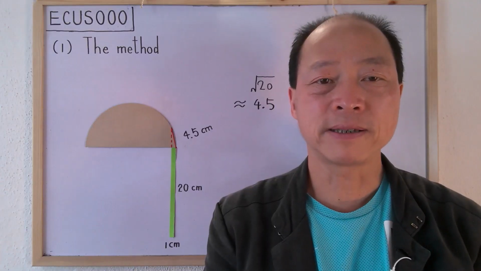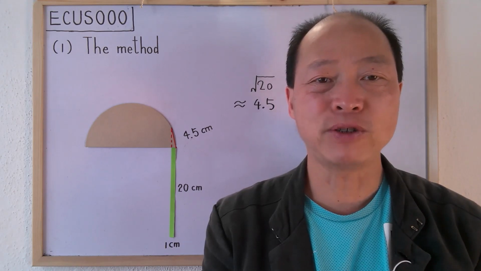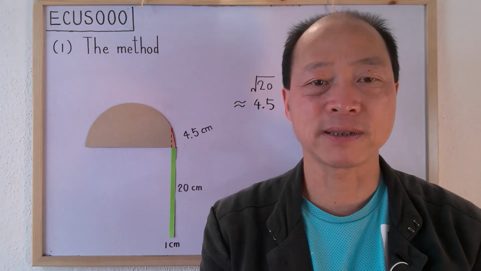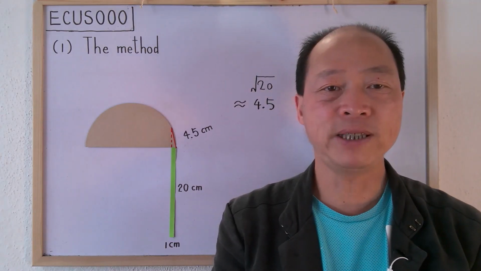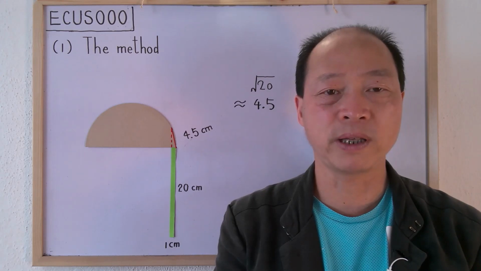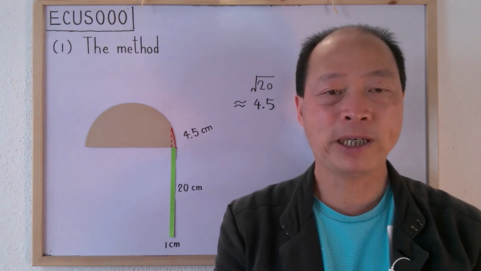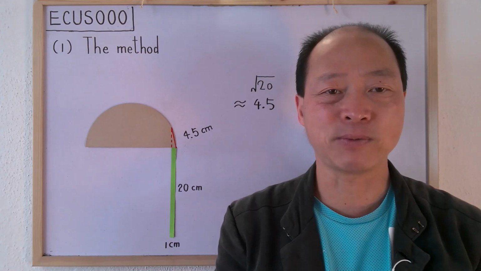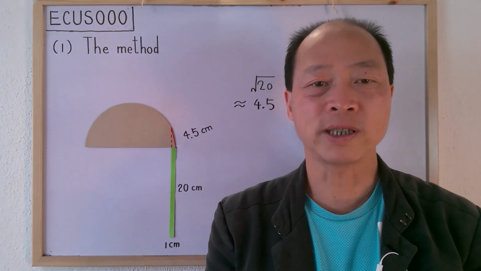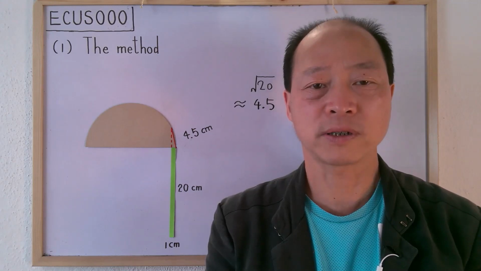Although this method is very interesting, it may not be very useful because the value obtained by measurement is not very accurate. In the coming series of videos, we are going to discuss how we can work out the square root of a number without using a calculator, and we can make the result as accurate as we want. Let's go to the second part of this video to understand why this method works.